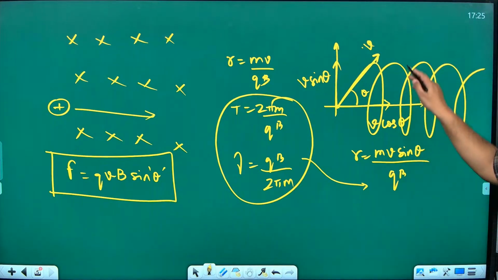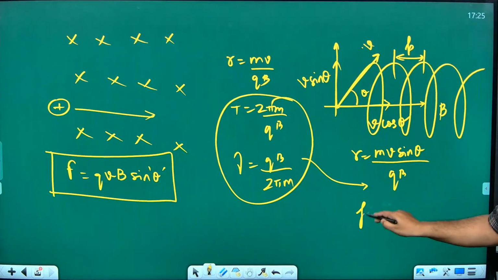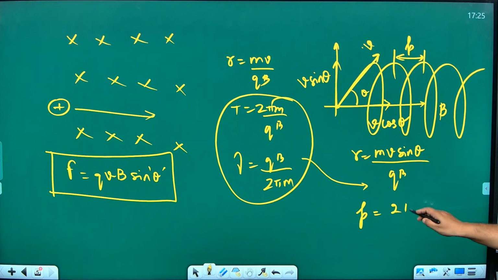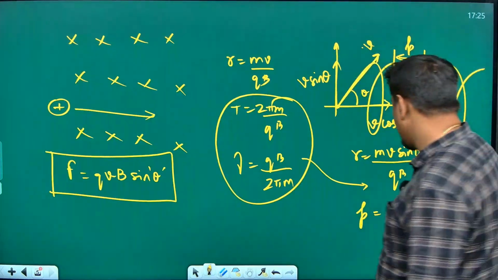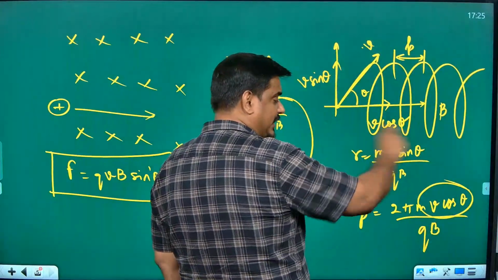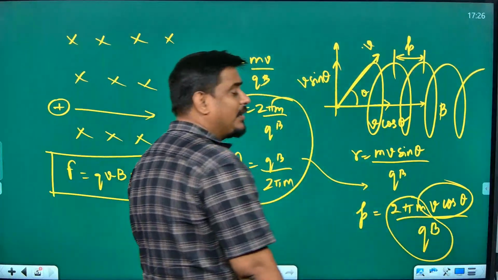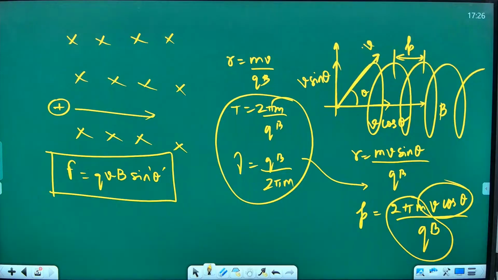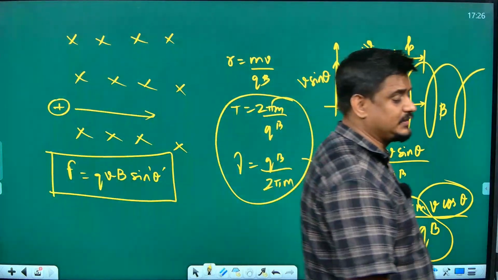But a new thing will come, pitch. Pitch means between two circular turns, what is the distance? And what will be the pitch formula? Time period multiplied by velocity, which will become equal to 2 pi m v cos theta by qB. Because v cos theta is the velocity in horizontal direction, and 2 pi m by qB is the time period. So when you multiply time period with velocity, what do you get? Pitch, the distance you get. It is the horizontal distance.